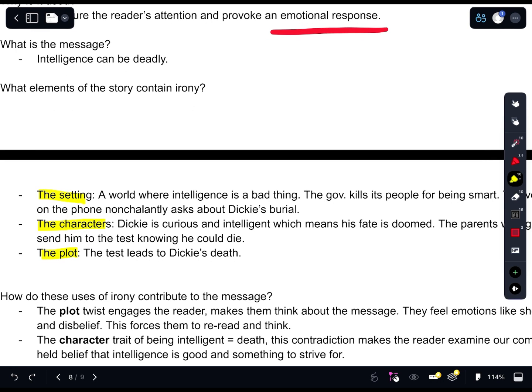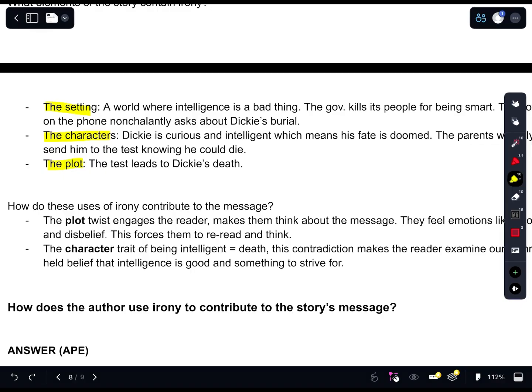Okay, the plot. Well, the main thing here, it's ironic because he's taking an exam and he does well on an exam, so therefore he is killed. The test leads to Dickie's death. So those are three elements of the story. We've got this weird setting, this place where intelligence is actually a bad thing. We've got characters who, because of their character traits, their fate is doomed. And we've got the plot, which is basically there's an ironic twist, plot twist. It's not what you would expect to happen if someone does well on a test.